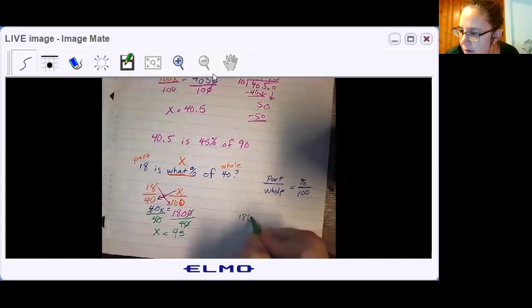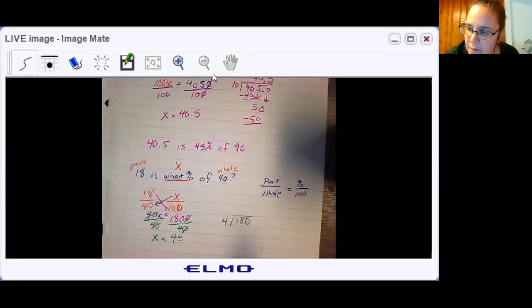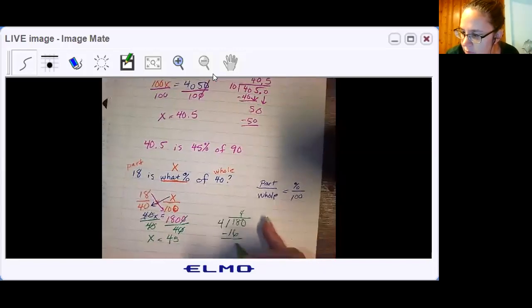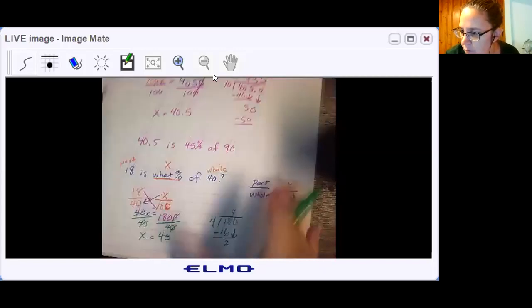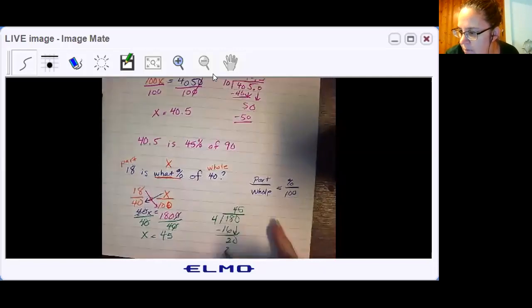180 divided by 4. Now you could also do this in your calculator, but sometimes it's good to practice by hand. 4 goes into 18 4 times. That's 16. 18 minus 16 is 2. Bring down your 0. 4 goes into 20 5 times. And you're done. That's where that came from.